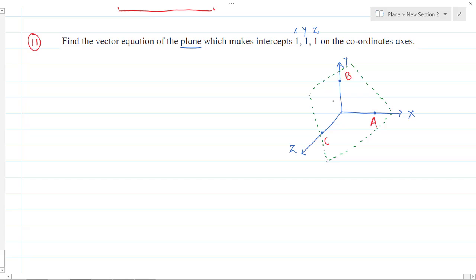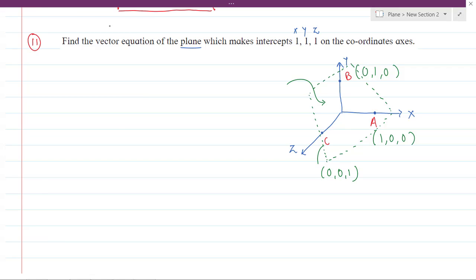So in another word, what you can say is that all these 3 points A, B, C are lying on this plane. Okay, can you tell me what will be the coordinate of the point A, which is 1, 0, 0? What about B? It's 0, 1, 0. And what about C? It is nothing but 0, 0, 1.